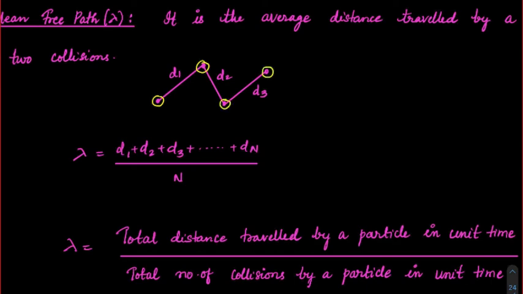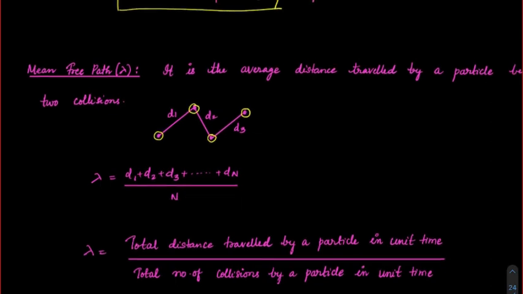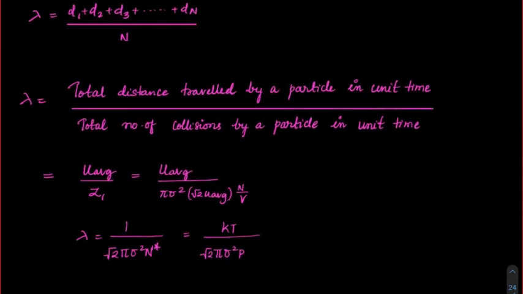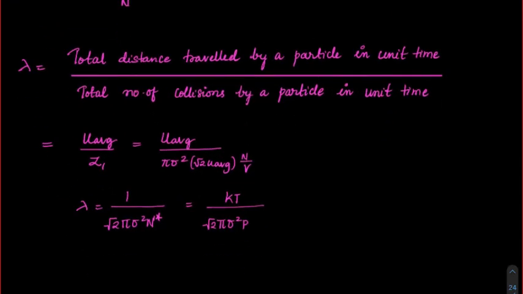Again made a collision after making a distance d3. Then the sum of all those distances, or the distance traveled divided by the total number of collisions, is what we call the mean free path. Therefore it is the average distance traveled by the particle between two successive collisions. In a way, I can write the same thing as a definition: total distance traveled by a particle in unit time divided by total number of collisions by a particle in unit time.